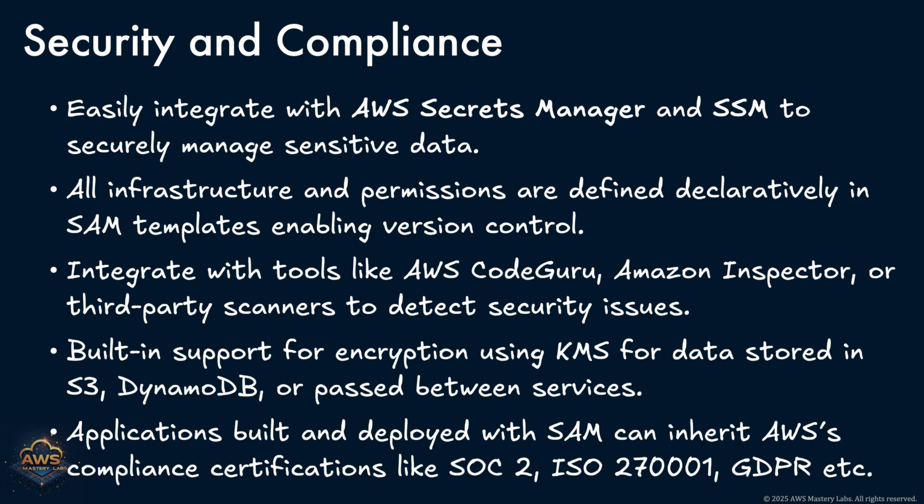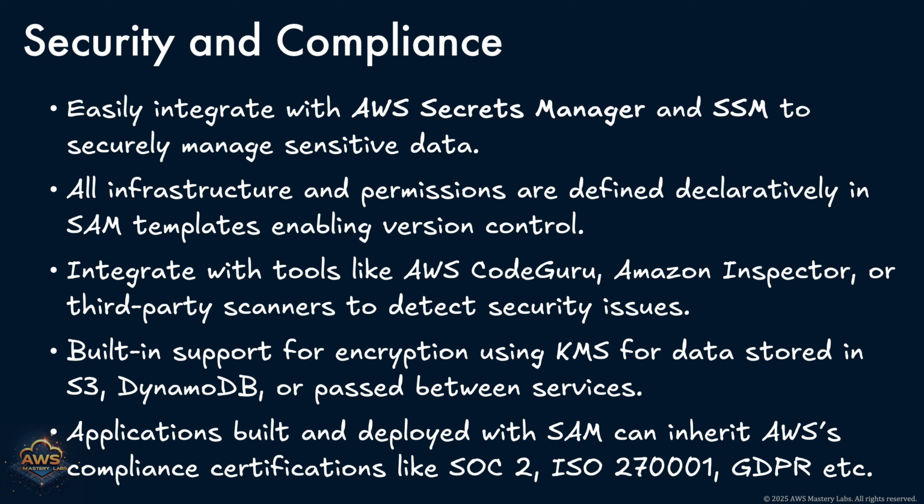You can also integrate automated security scanning tools into your CI/CD pipelines. Services like Amazon Inspector or third-party tools can check for vulnerabilities in your code, dependencies, and infrastructure settings. SAM supports secure deployment practices such as running Lambda functions within VPCs, applying security groups, and encrypting environment variables. Data at rest and in transit can be encrypted using KMS, helping you meet industry regulations and internal security policies.